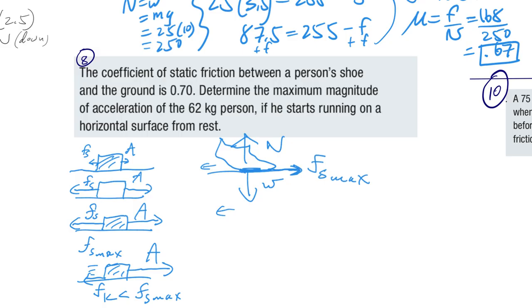So that's my free body diagram. He is pushing against the ground, but I'm not going to show that force because it's against the ground rather than against his shoe. So all we've got to do is look for the acceleration, the maximum acceleration. So net force is equal to ma. The mass of the guy is 62.